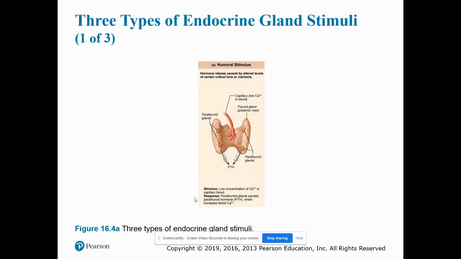And so that's what this diagram is showing. It's showing the parathyroid, which is located on the back side of the thyroid gland. And this would release parathyroid hormone in response to low calcium levels in the blood. And once the osteoclasts break down the bone, the calcium levels go up, and then that stimulus is gone.